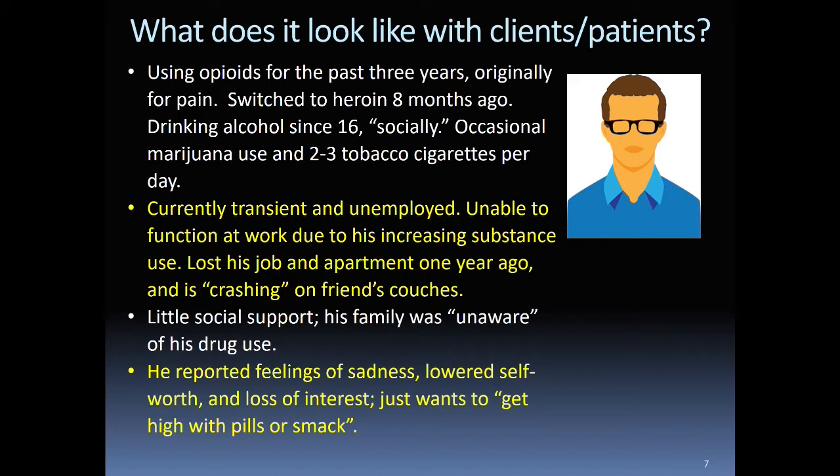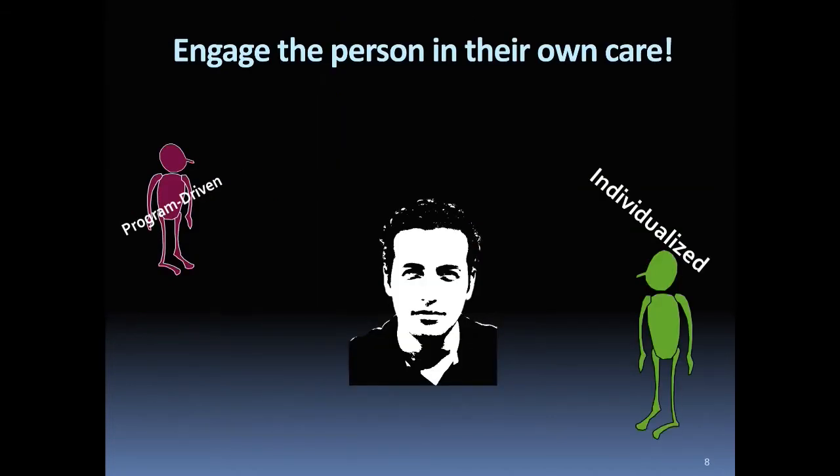Little social support. His family was unaware of his drug use. And also we see he's reported feelings of sadness, lowered self-worth, and loss of interest. He just wants to get high with pills or smack. All right, so as we see John Doe again, and we want to engage the person in their own care.